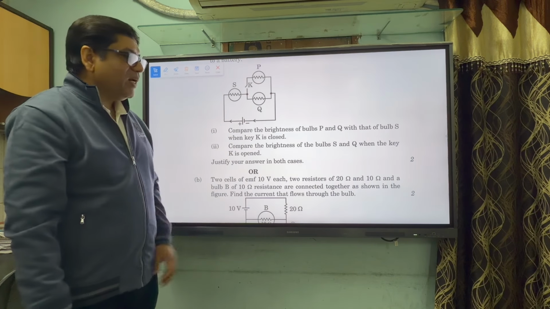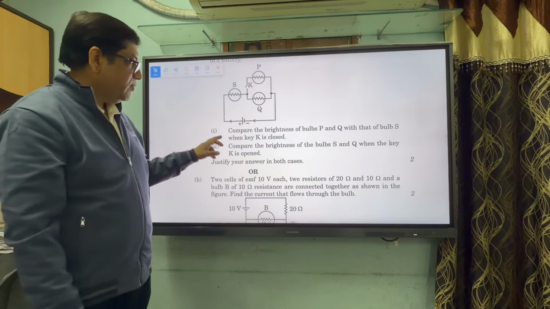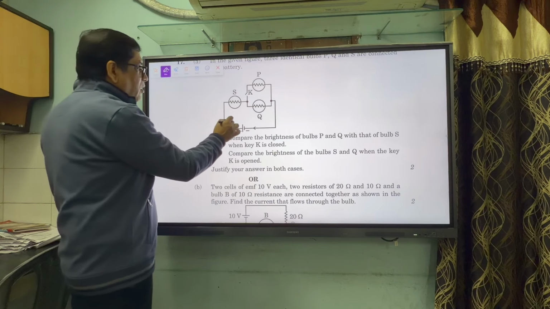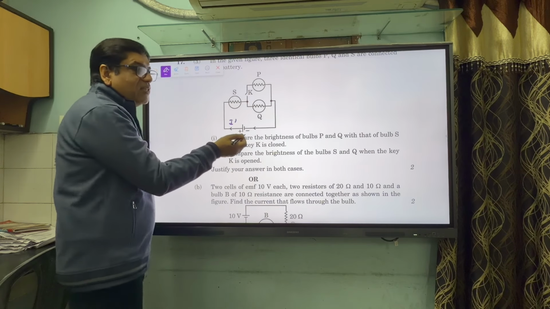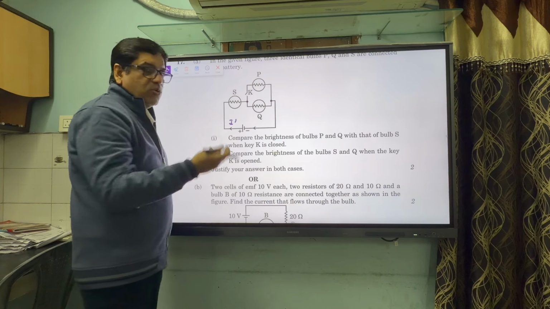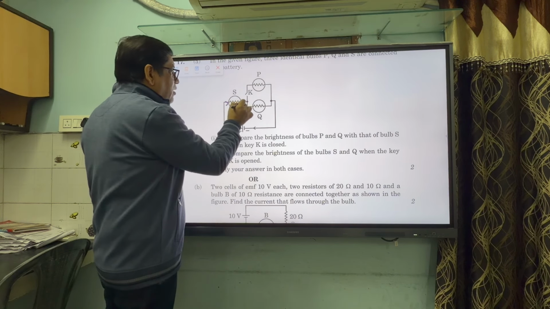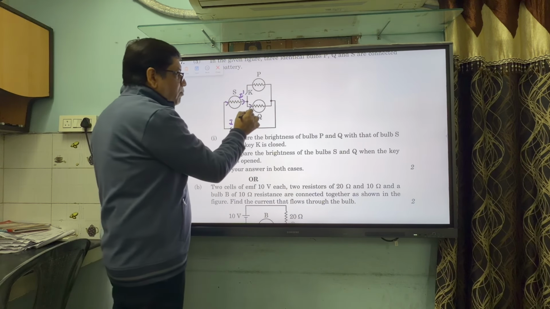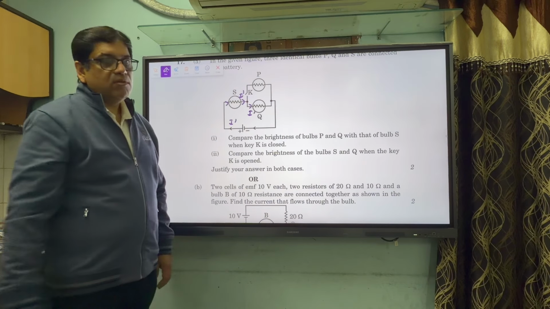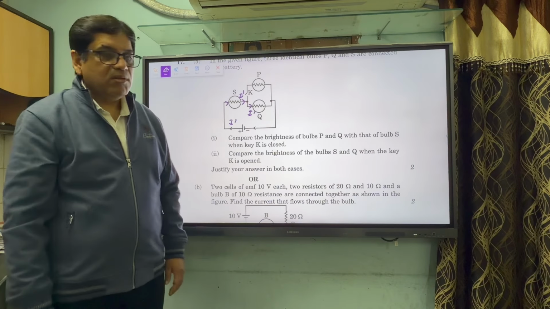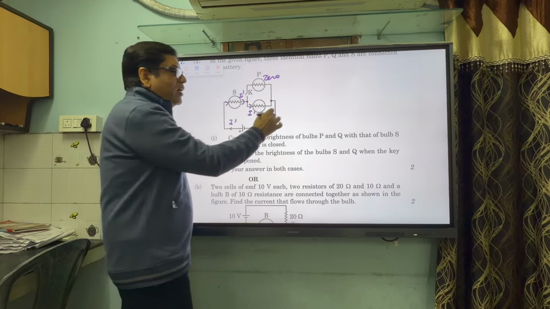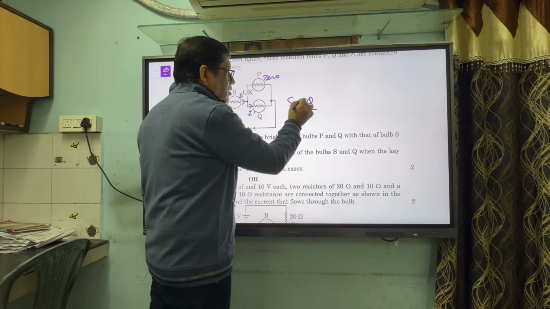Next is to compare the brightness when key K is open. Now suppose in this case some other current I dash is flowing, because the resistance of the circuit has changed. P is open now, so no current flows in P. All of the current that comes through S will pass through Q. The same current is flowing through S and Q, and no current is going towards P. That means P will have zero brightness, but S and Q brightness will be the same.